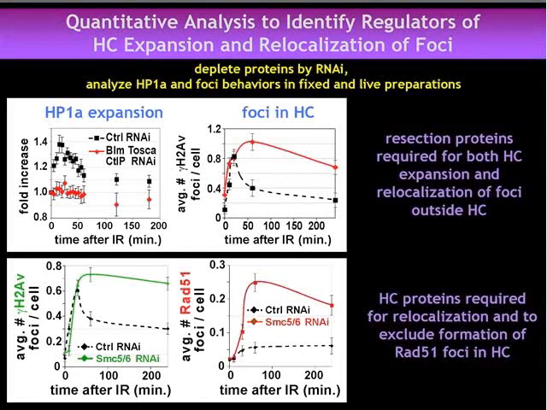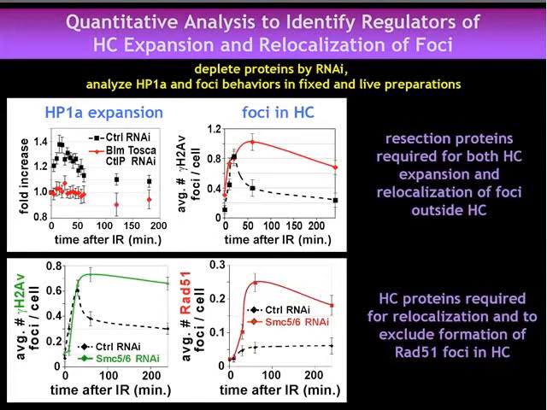And so these experiments show that resection proteins are required for both heterochromatin expansion and relocalization of foci. And if you look at the bottom, we've done similar studies looking at heterochromatin proteins, and these are experiments where you remove the SMC56 heterochromatin component. And what you find is that you don't have an effect on the expansion, but you do require heterochromatin proteins for the relocalization. And very importantly, if you look at the bottom right, now if you get rid of heterochromatin proteins, you can get RAD51 foci within the heterochromatin domain.